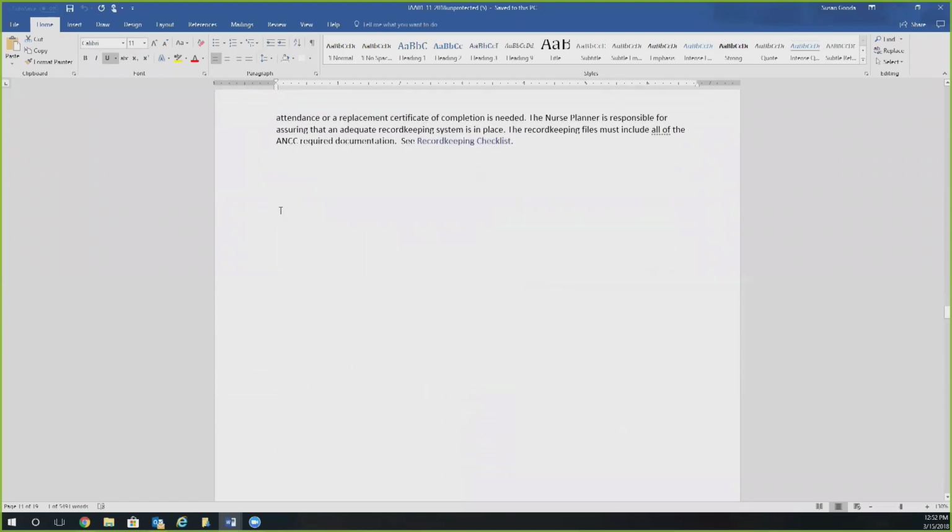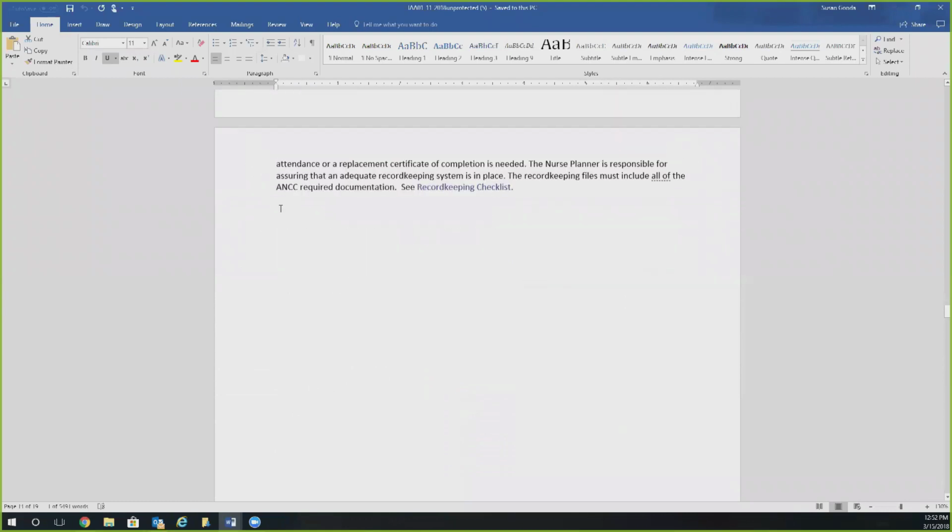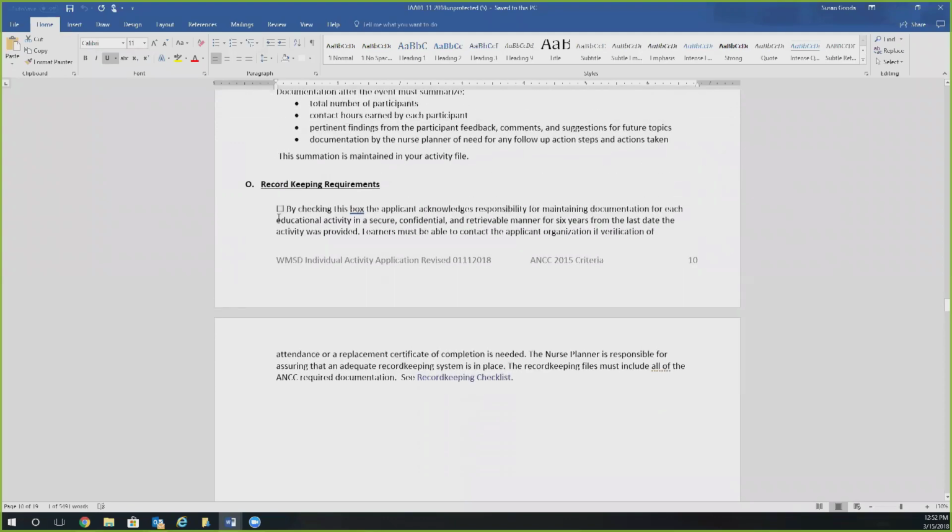The reason that you need to keep these items for 6 years are twofold. One is attendees may write to you for a period of time to get a copy of their certificate. They need it for their license renewal. They need it for their advanced practice certificate renewal. And, oh, they've misplaced it. So you need to be able to have that information at hand.